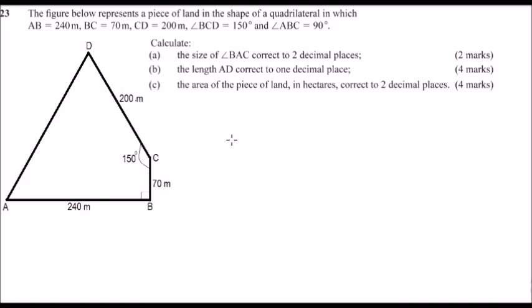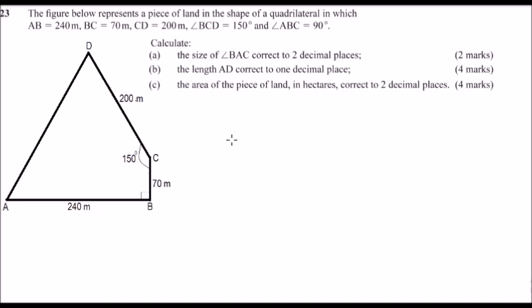Question number 23, we are told the figure below represents a piece of land in the shape of a quadrilateral in which AB is equal to 240, BC is equal to 70 meters, CD is equal to 200 meters, and angle BCD is equal to 150, and angle ABC is equal to 90.